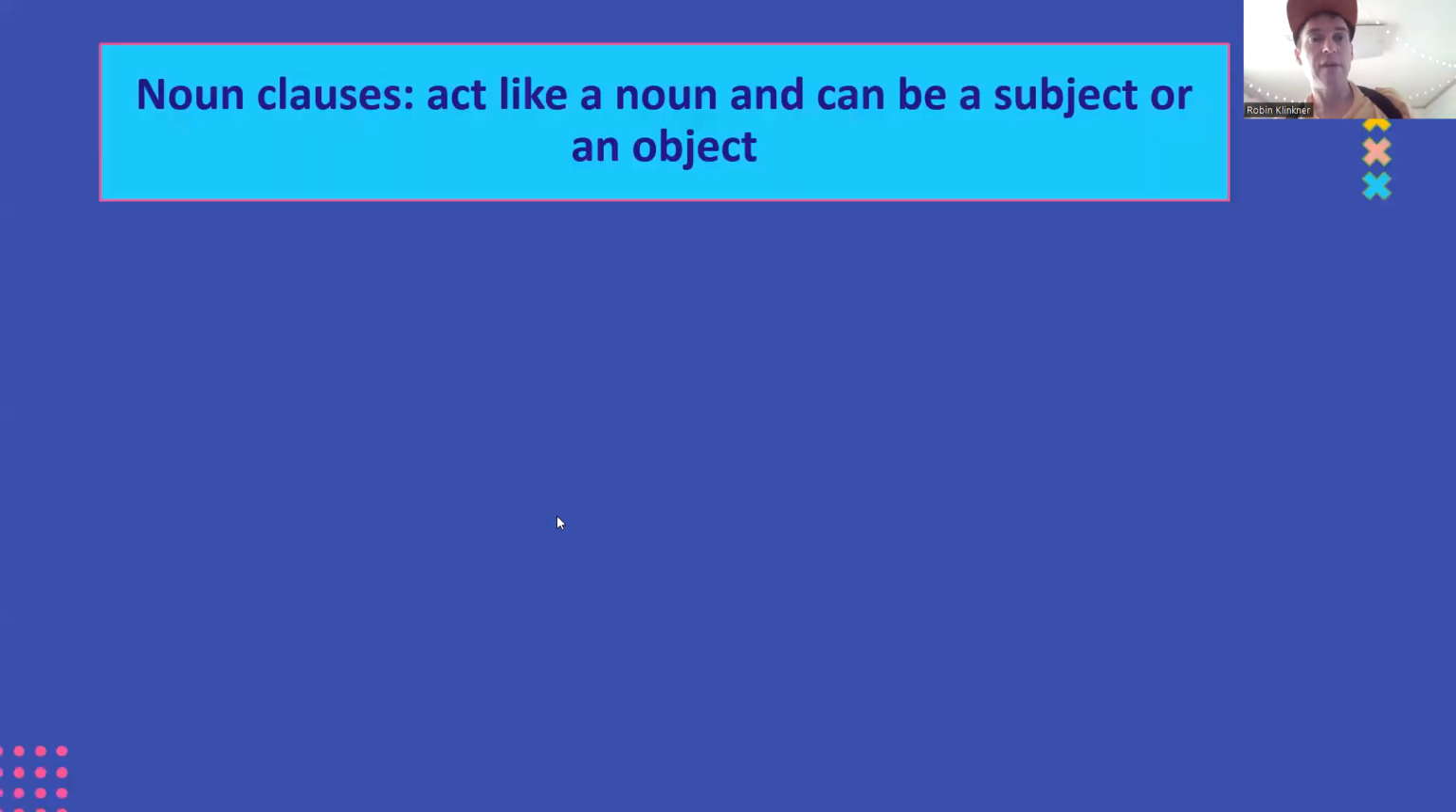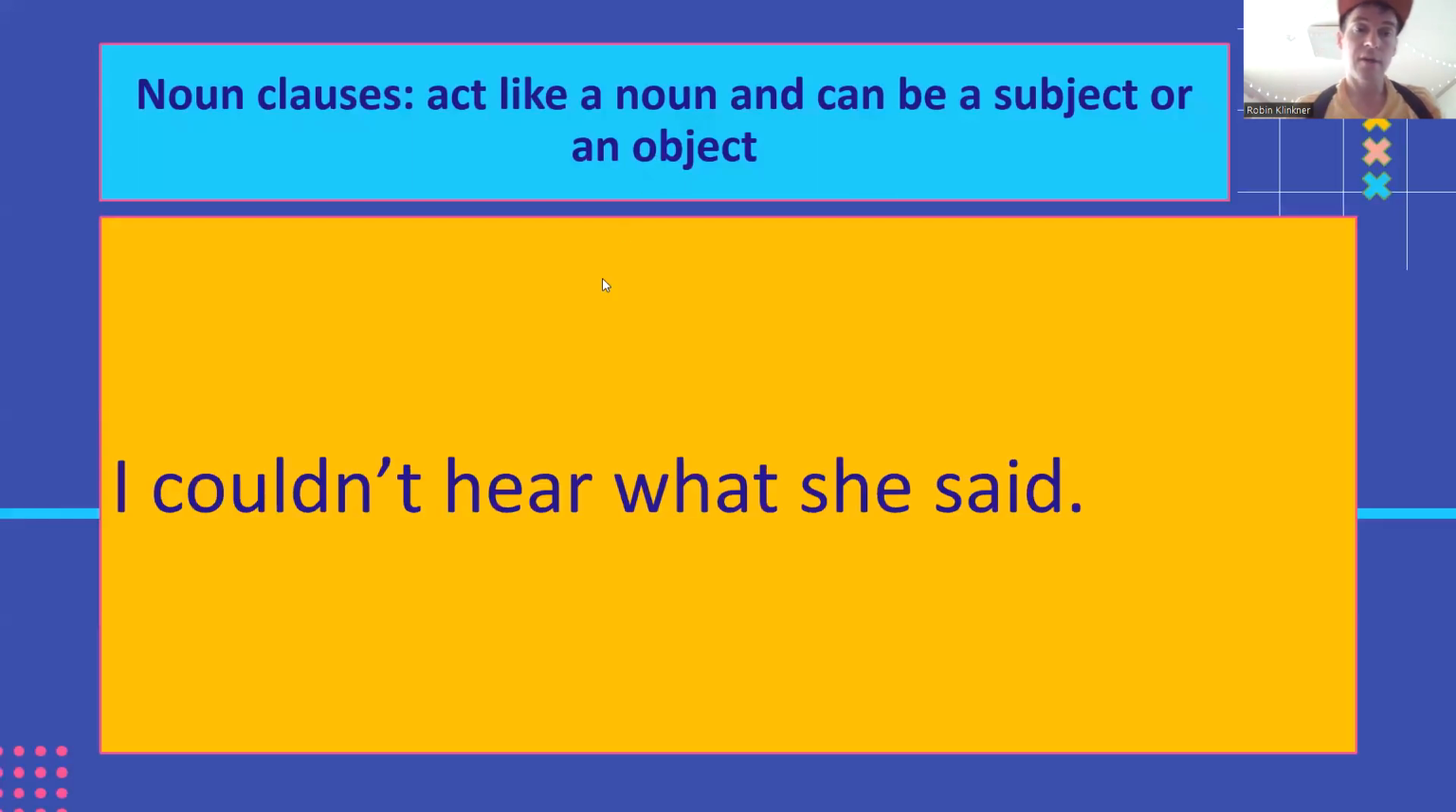Finally, we have noun clauses. Noun clauses are nouns. They can be a subject or an object. I couldn't hear what she said. This is a complex sentence: an independent clause plus a dependent clause combined. Every dependent clause begins with a subordinating conjunction. In this sentence, what is the subordinating conjunction?